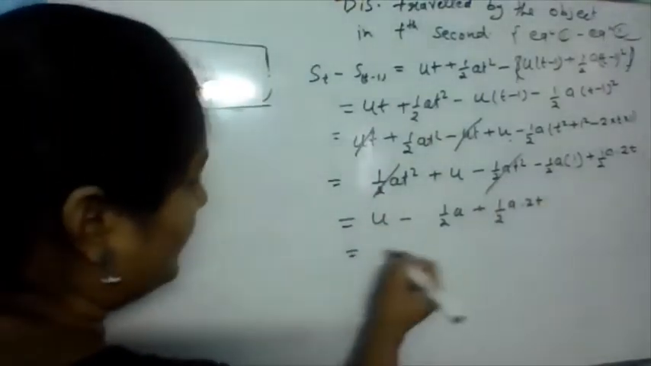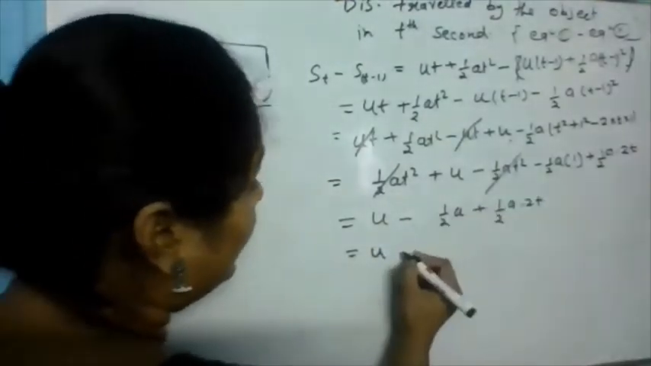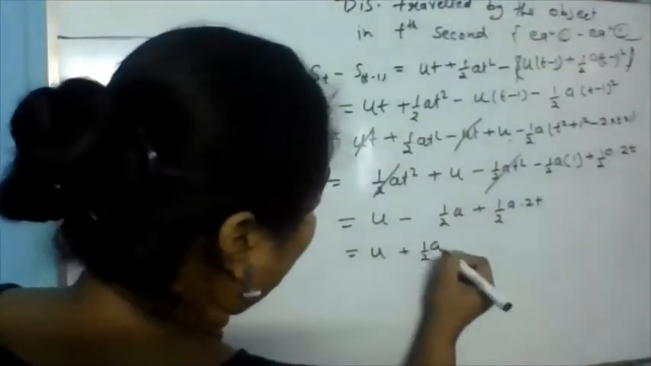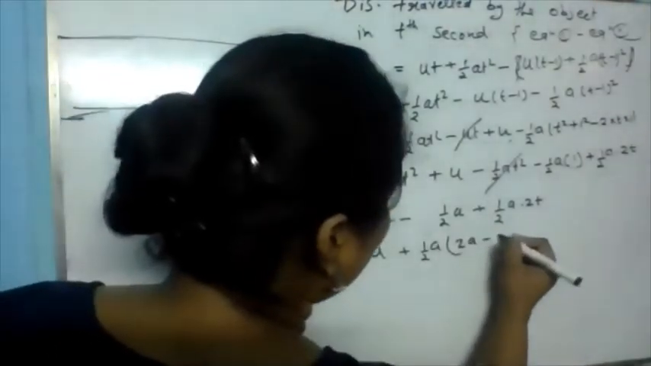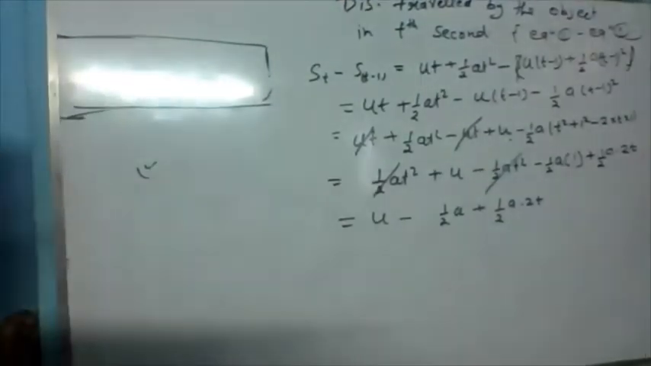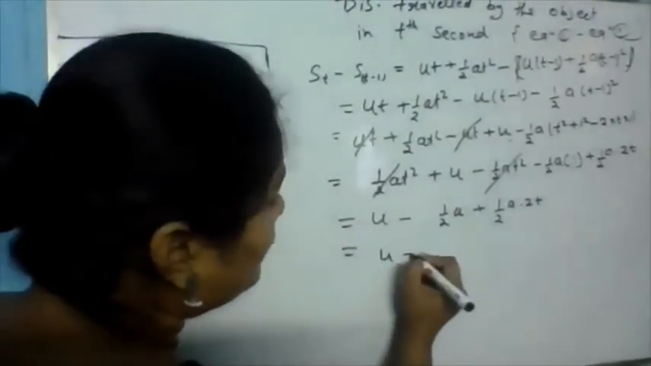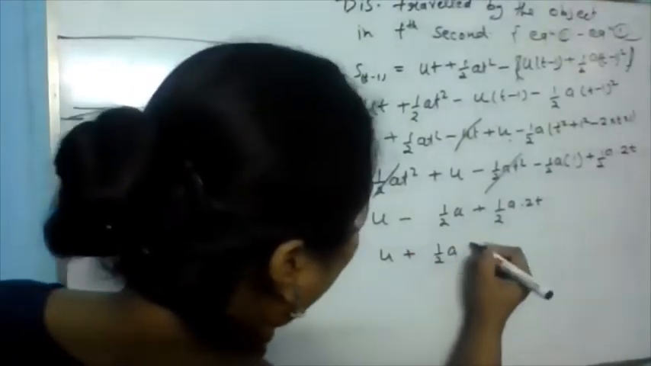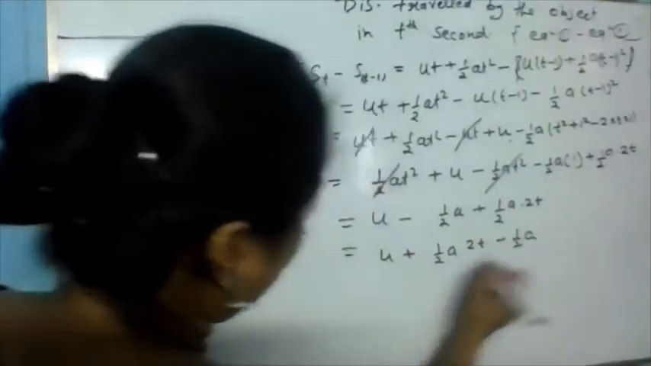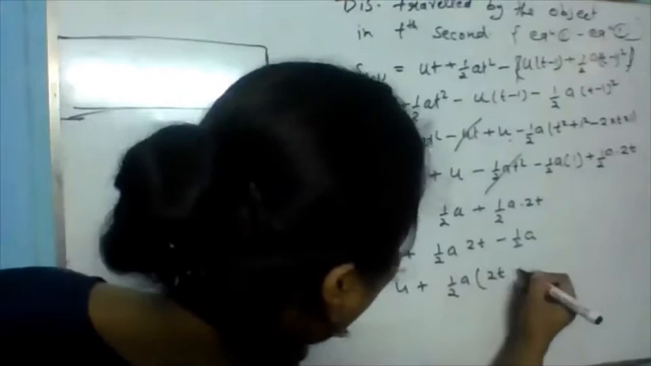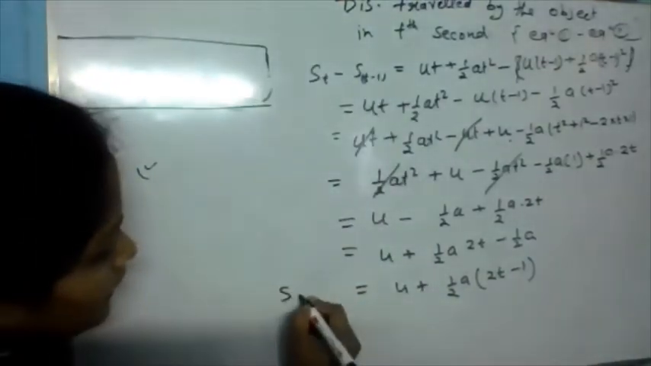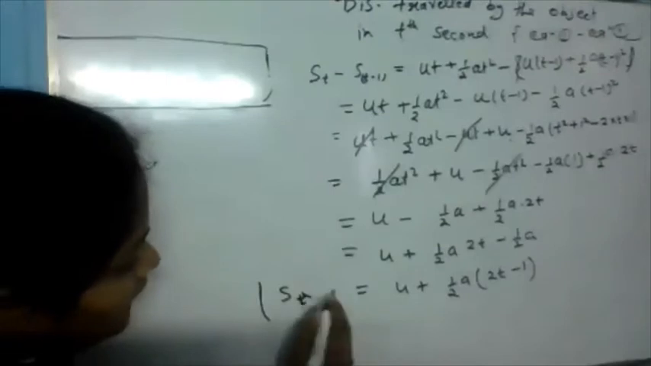Now here we can take a by 2 constant. So I am taking plus a by 2 so that I can write like this: 2t minus 1. Or you can write like this also. If there is any confusion, bring this second term first: plus half a 2t minus half a, and just take out the half a as common, and 2t minus 1, and this is the distance covered in the tth second.